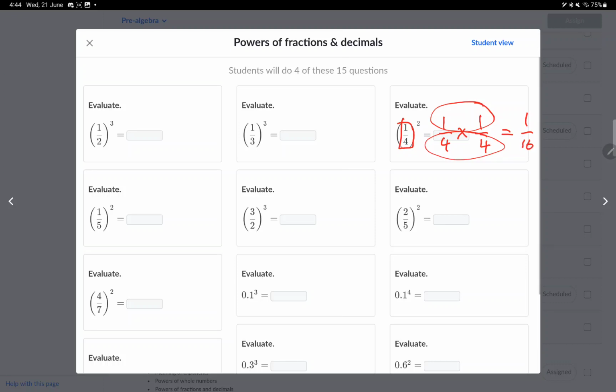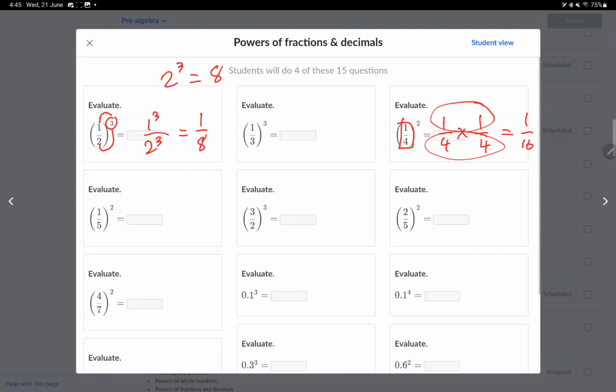Or if you use the index law, let's say this one here, what happens is that you distribute the power, the index, into each part of the fraction. So that would be 1 cubed over 2 cubed. Using one of the index laws. What's 2 to the power 3? 8, correct? Because it's 2 times 2 times 2. So it's 1 over 8.